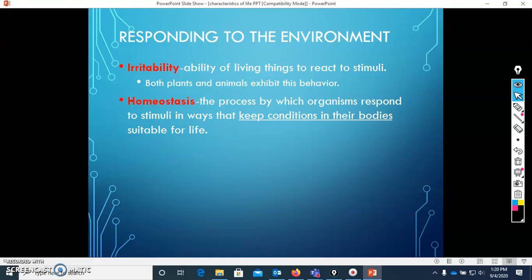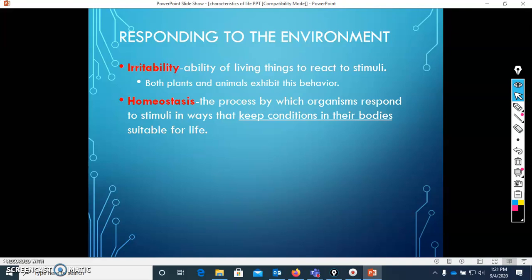This whole responding to the environment is all in regards to homeostasis, an important topic in biology and an important term to know. This is the way organisms respond to stimuli and how they are able to keep their conditions internally the same. As your body is experiencing these changes both internally and externally, your body has to find ways to combat those changes and make sure everything stays fairly the same inside, okay?